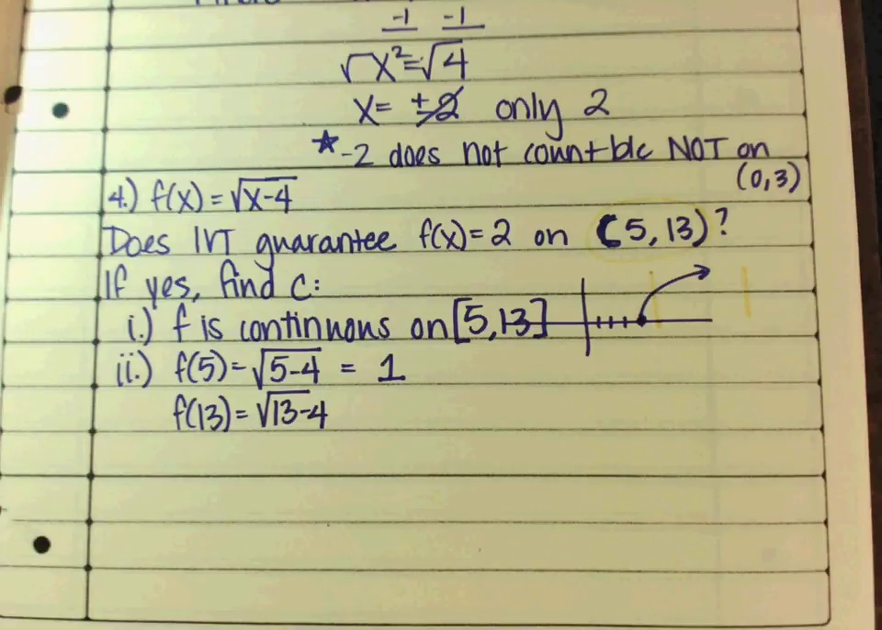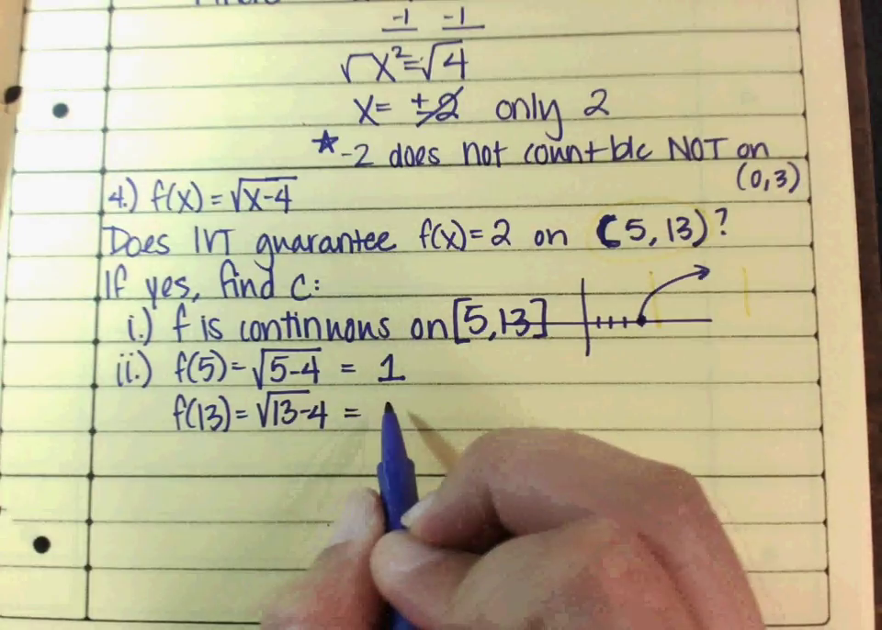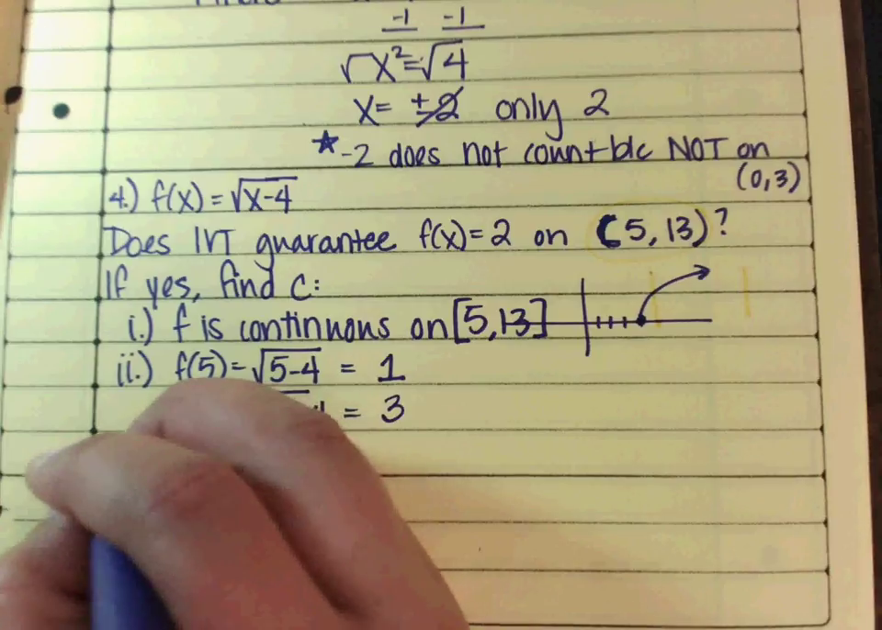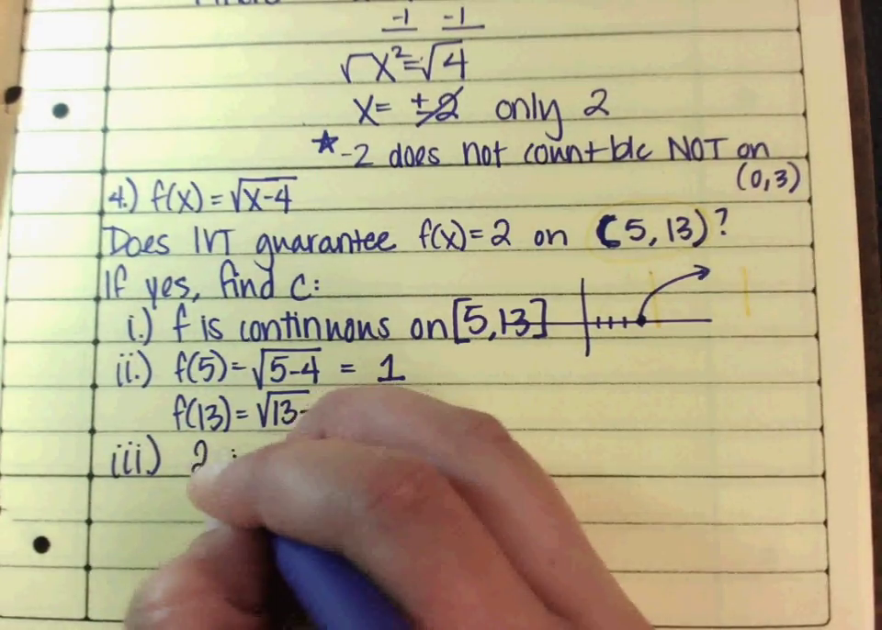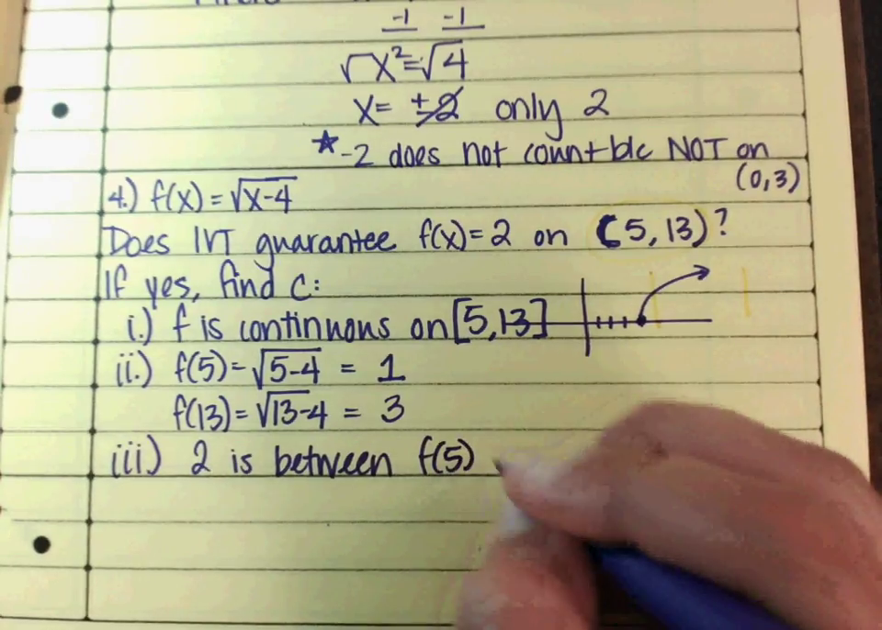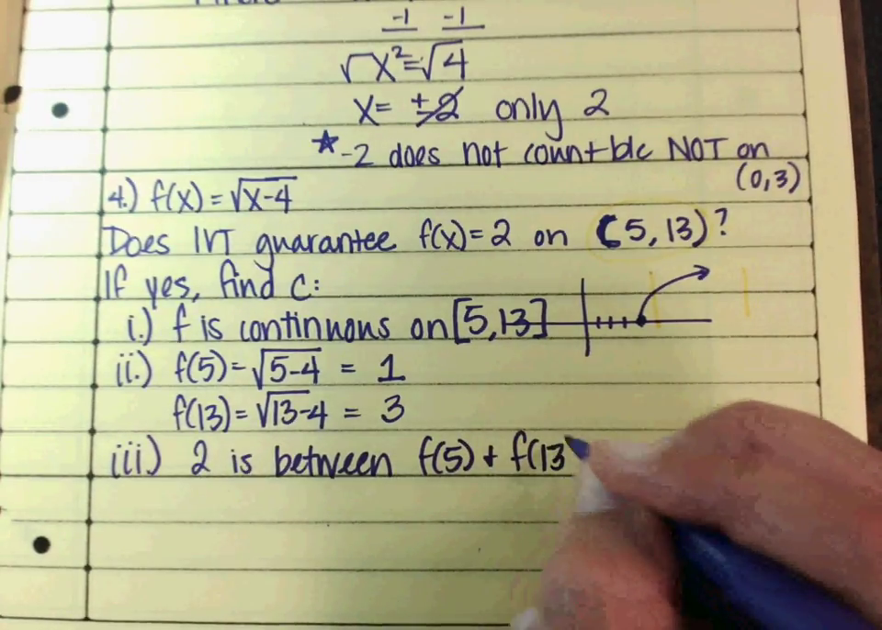13 minus 4, what do we get? Square root of 9 is 3. What's the number that we want? F of x to equal 2. Is it between them? Yes. 2 is between f of 5 and f of 13. Oh, said that wrong. Thank you.